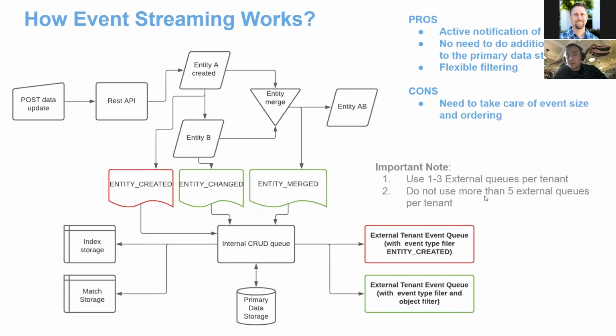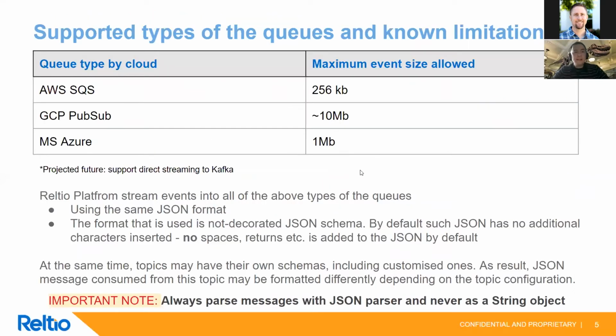And as I already mentioned, you have flexible filtering. The only things you need to take care of are event size, which we will talk about later, and ordering as well. So, to the next slide: which types of queues we support today and some limitations on them. We support AWS SQS, and the biggest limit here is that the maximum event size allowed is 256 kilobytes.